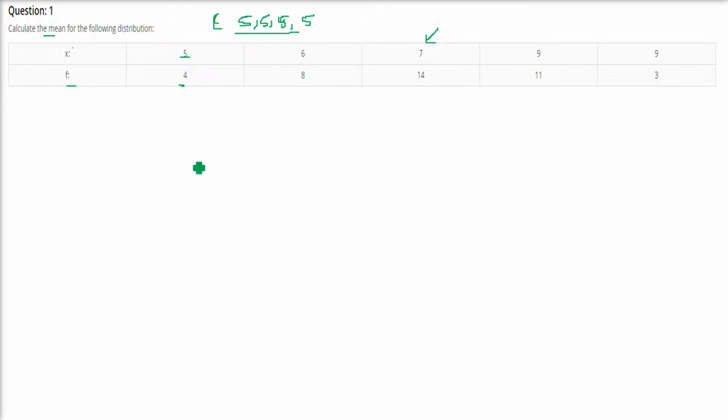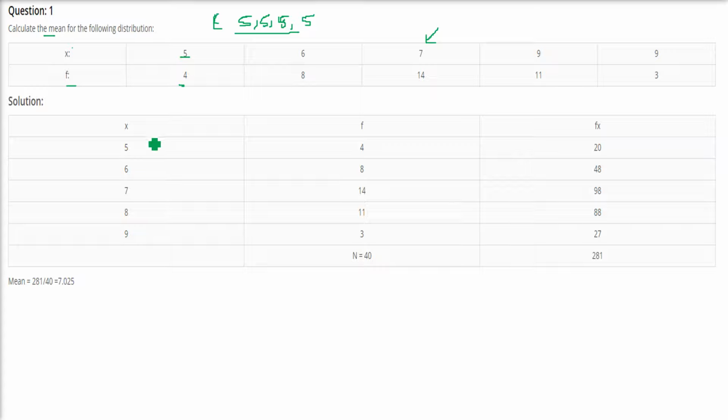So in order to find the mean of this kind of distribution, what we do here is we make a table like this. This is the x, that is the observation. This is the frequency, that is how many times this observation is taking place or seen in the event. And then we multiply this x with f. That is, we do f into x for each element.